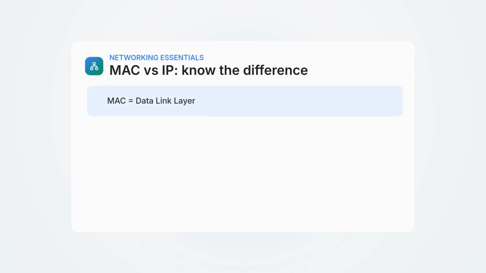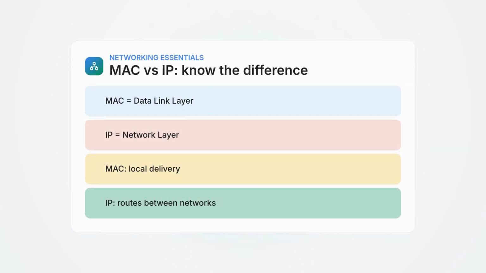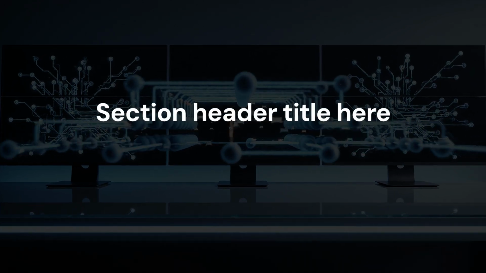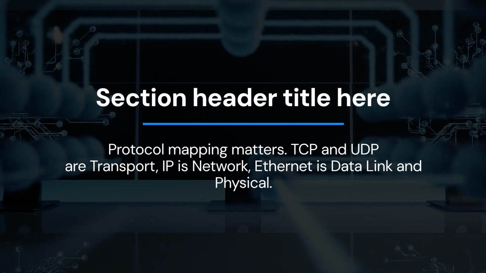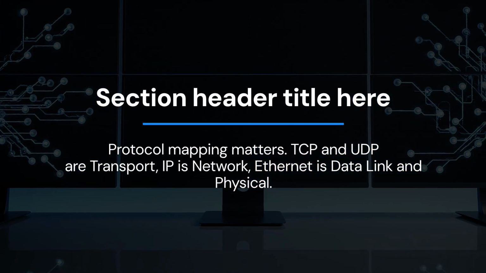One common trap is mixing up MAC and IP addressing. MAC is data link for local delivery, while IP is network for routing between networks. Another is confusing devices by layer. Switches mainly live at data link, and routers operate at the network layer. Also watch protocol mapping questions. TCP and UDP are transport, IP is network, and Ethernet sits at data link and physical.